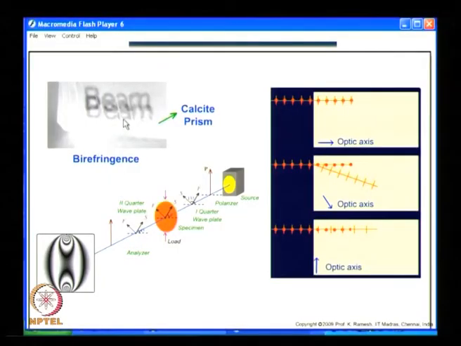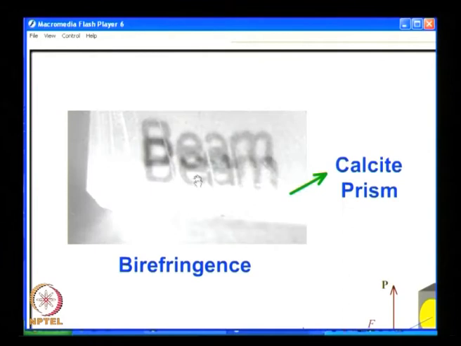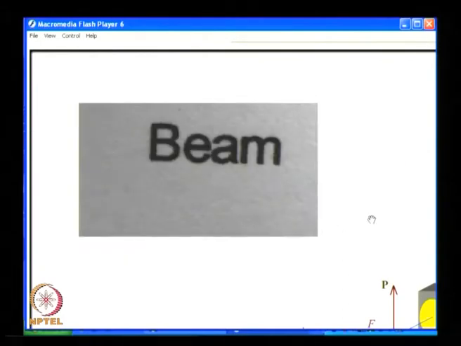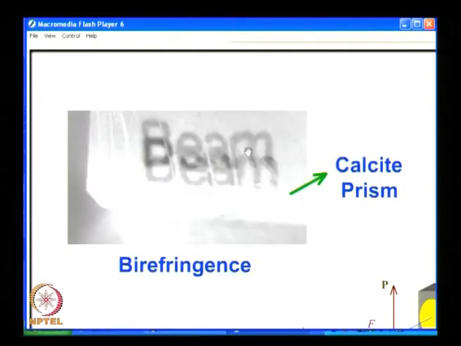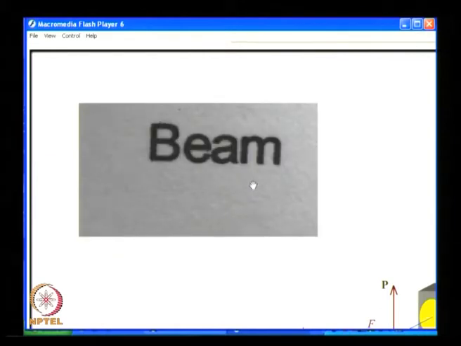So, what I have here is a letter beam written, and the moment I put a calcite prism, I see these letters as two. I see a beam, I see a beam on the bottom. Just see this. The moment I put a calcite prism, you see two images. Normally, you are used to seeing only one image in your simple lab experiment, finding out the refractive index of a glass slab that most of you would have done in your physics course.